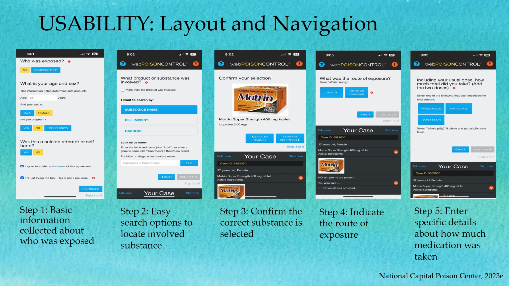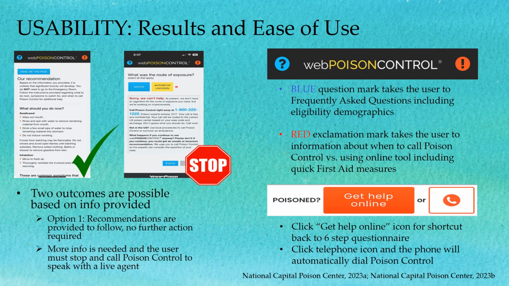After the questions are answered, Web Poison Control will present the results immediately. The results can vary depending on how the user answers the questions. If Web Poison Control presents our recommendation screen at the end of the questionnaire, this means that the person experiencing the poison emergency has an unlikely chance of developing serious toxicity and should follow the first aid tips provided. If the user is presented with a "sorry, we can't help" screen at any time during the questionnaire, then the user should stop using the app and call Poison Control directly.